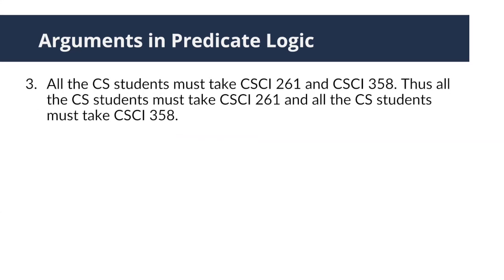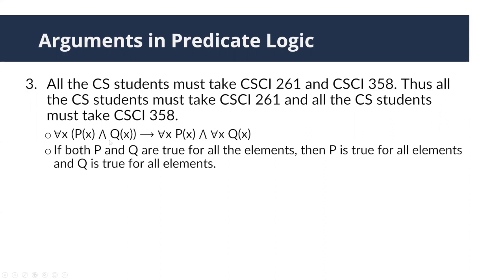Third example, all the CS students must take 261 and 358. Thus, all CS students must take 261 and all the CS students must take 358. The translation is this logical expression. And this is the general meaning for this logical expression. Is this one valid? It is valid as well. Later on, we are going to see a more formal proof on why this argument is valid.